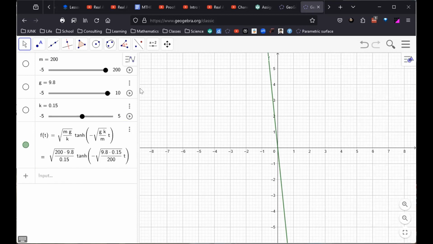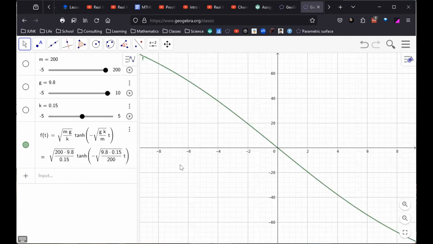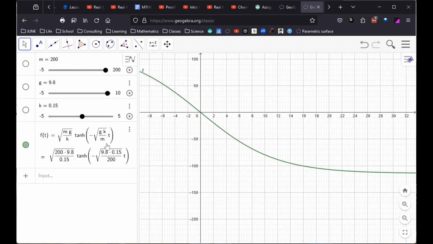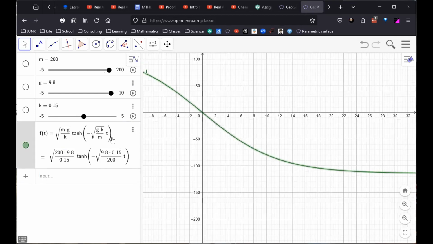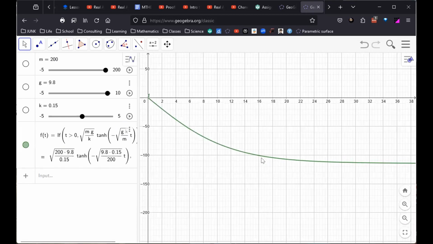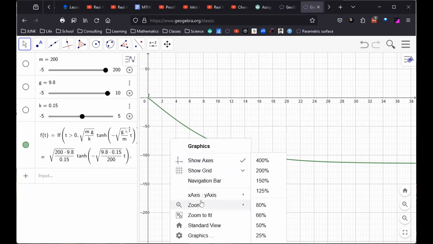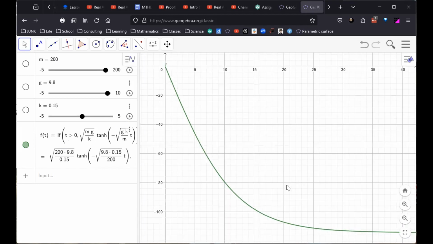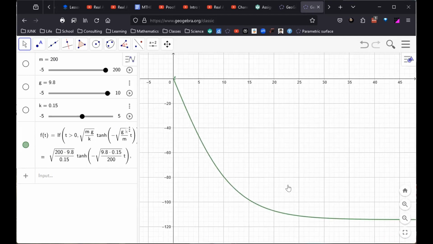Okay. And then we do zoom to fit and kind of zoom it out. Let's restrict our domain to just t greater than 0. Okay. So then if we do zoom to fit, that would give us a better view. Zoom out a little bit.